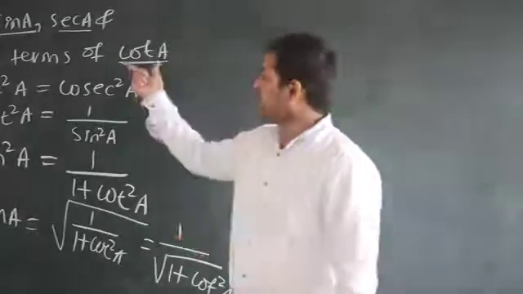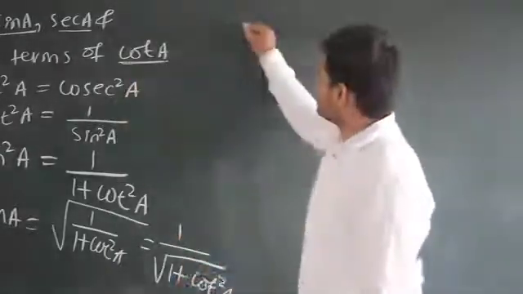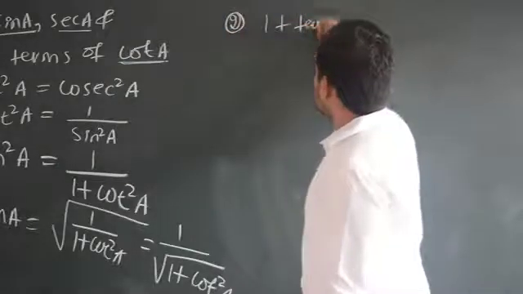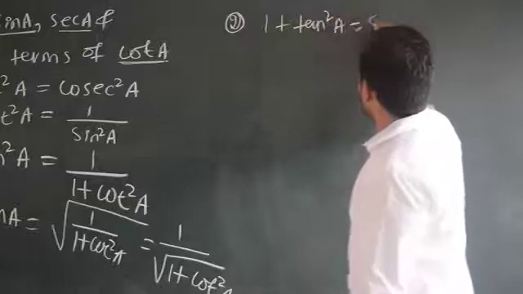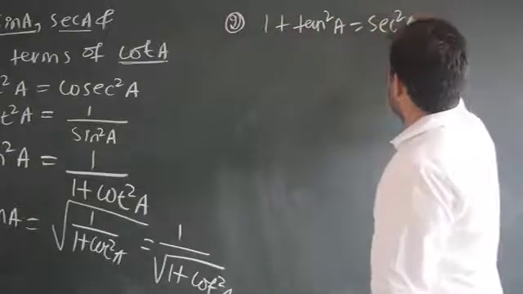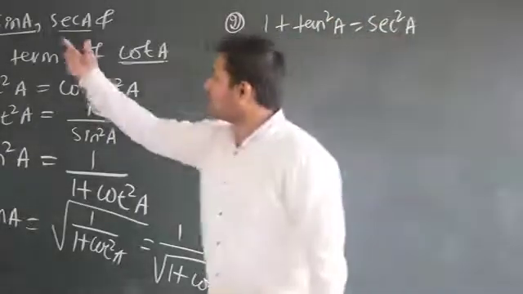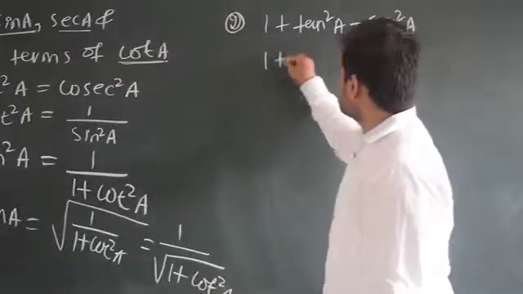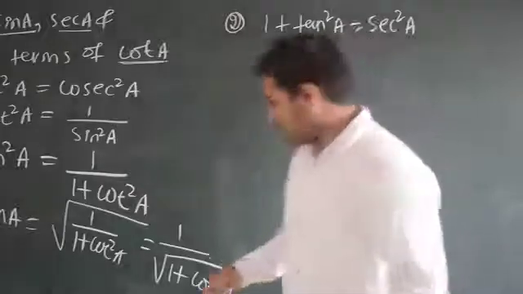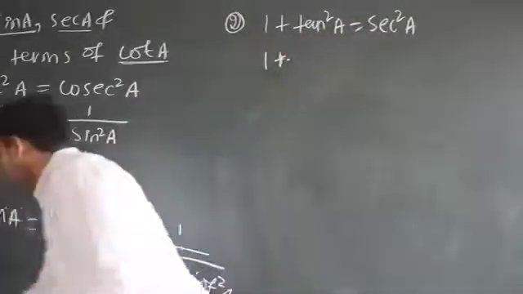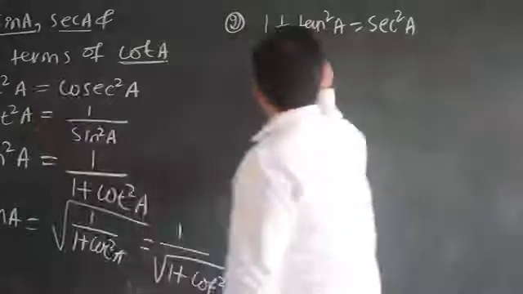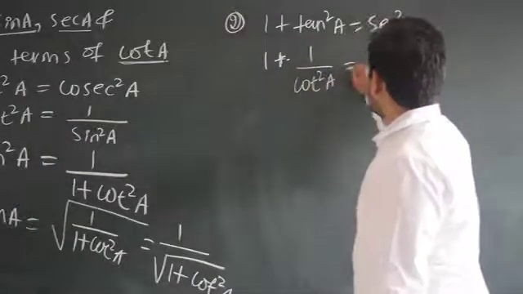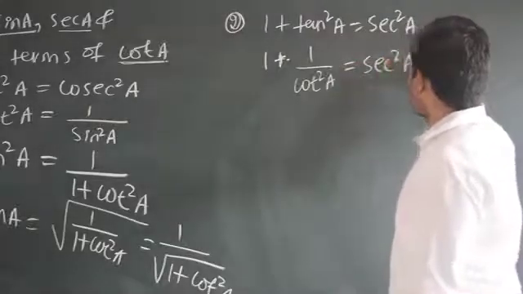Then I can relate tan A to cot A. That I can do. So the second one I am solving now. For example, 1 plus tan square A is equal to secant square A. It is there for sure. Now I have to represent secant A in terms of cot A. So I will write 1 plus tan square A, and tan square A can be written as 1 over cot square A. That is equal to secant square A.